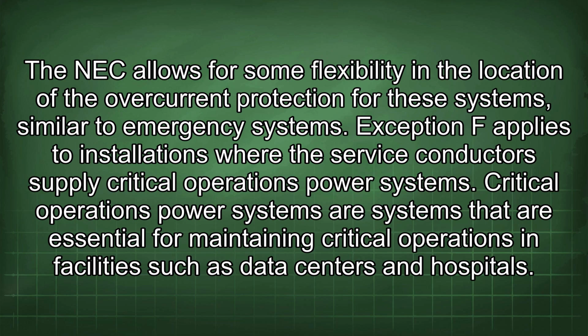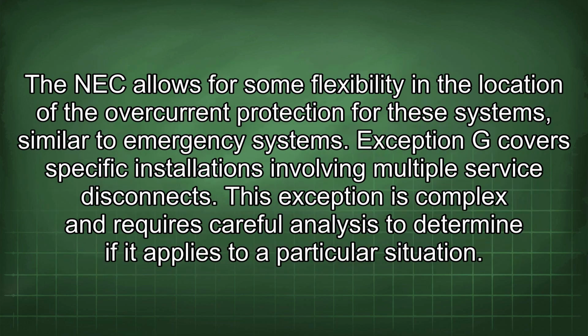similar to emergency systems. Exception F applies to installations where the service conductors supply critical operations power systems. Critical operations power systems are systems that are essential for maintaining critical operations in facilities such as data centers and hospitals. The NEC allows for some flexibility in the location of the overcurrent protection for these systems, similar to emergency systems. Exception G covers specific installations involving multiple service disconnects.